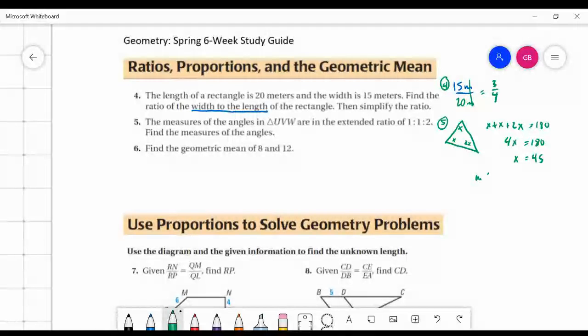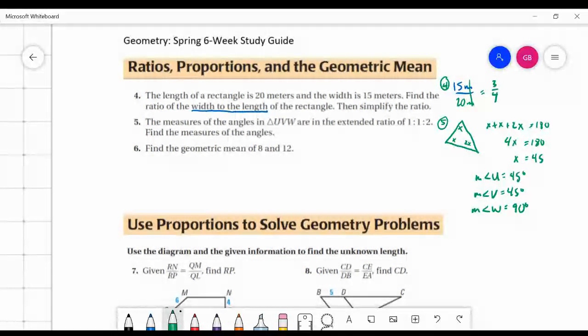So the measure of angle U is 45 degrees. The measure of angle V is 45 degrees. And the measure of angle W is 2 times 45, so it's 90 degrees.